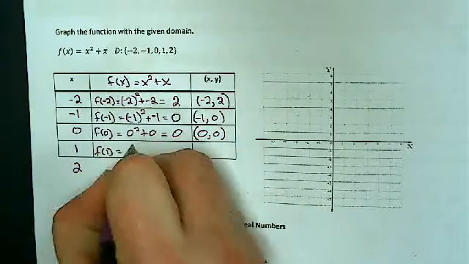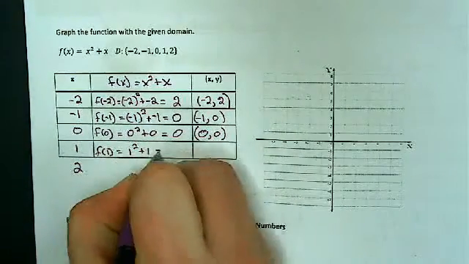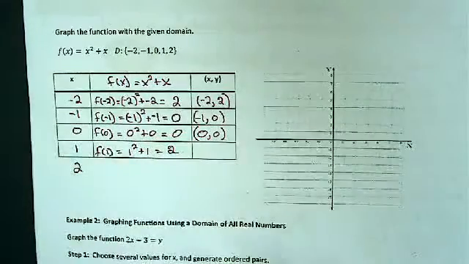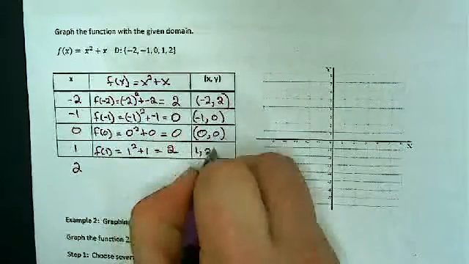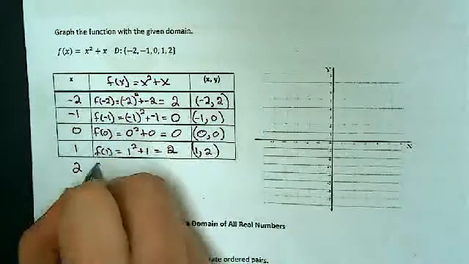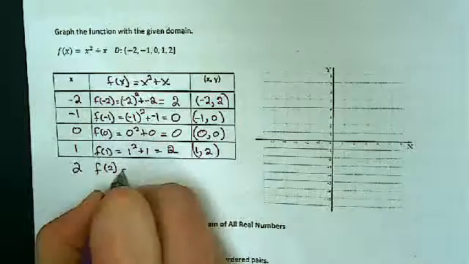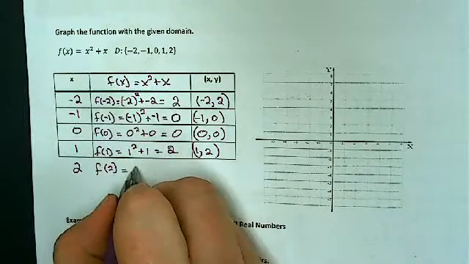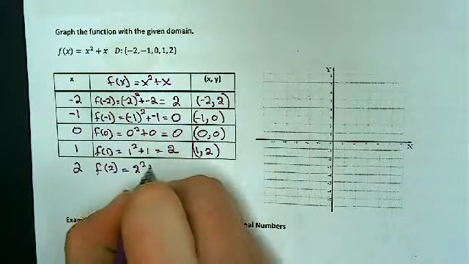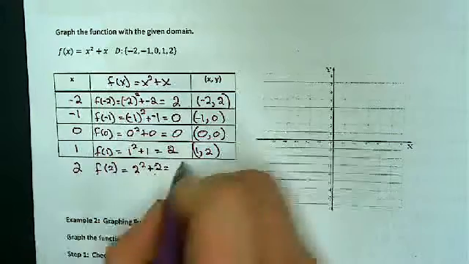So 1 squared, that's just 1 plus 1, or 2. So 1, comma 2. And I'll put positive 2 in. So that gives me 2 squared plus 2, so that's 4 plus 2 is 6.